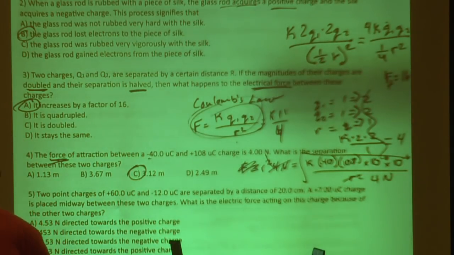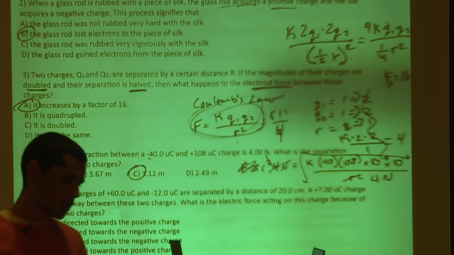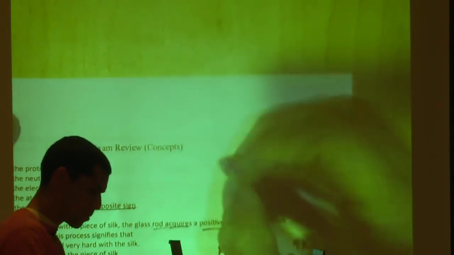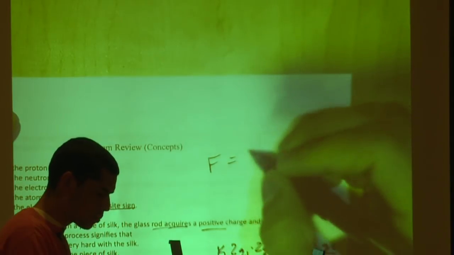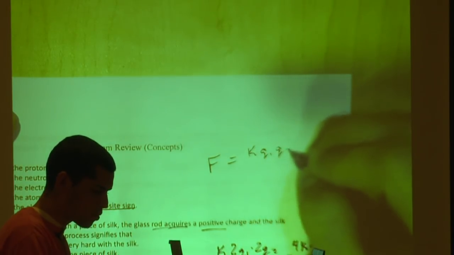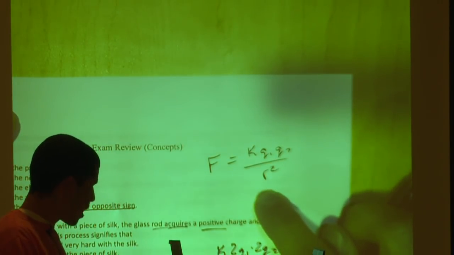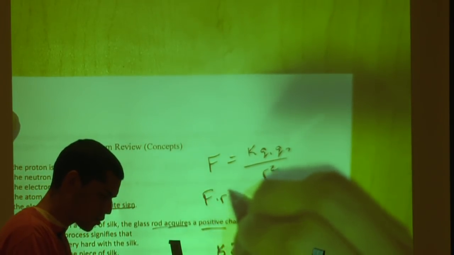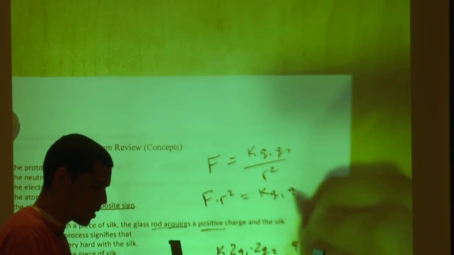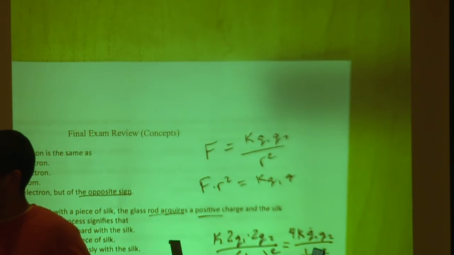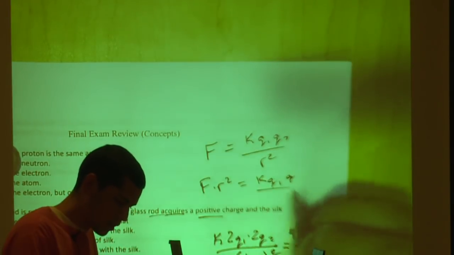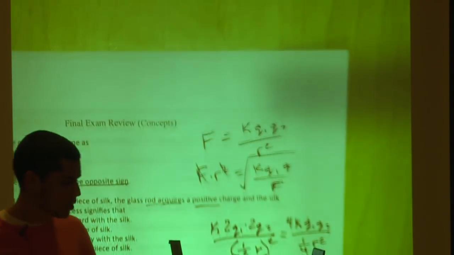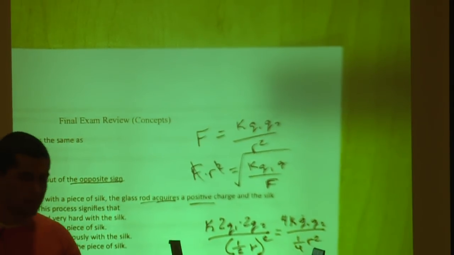How do you get the R squared outside again? The R squared outside, I just multiplied on both sides. So, coming up here just to show my math, I had force is equal to K Q1 Q2 over R squared. I multiplied by the R squared, so then I had F times R squared equals KQ1Q2, and then divided by the force and square rooted to cancel. And then that was my final equation.